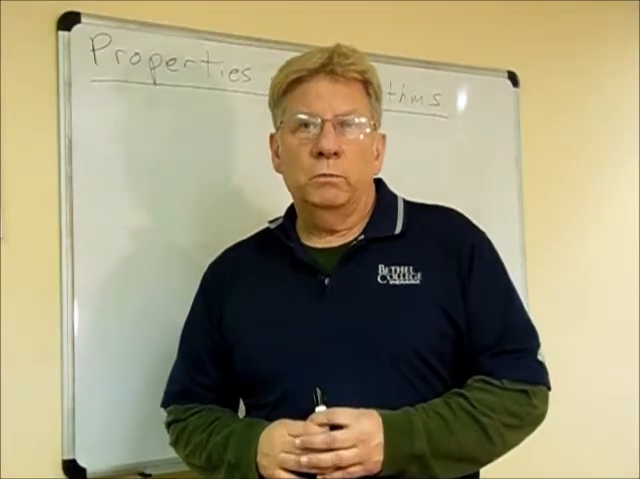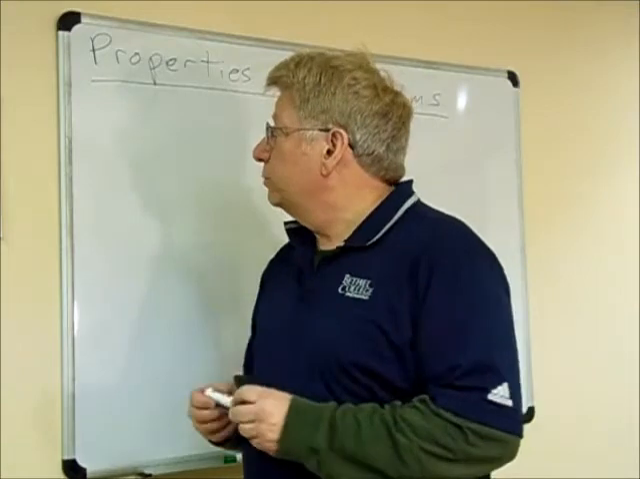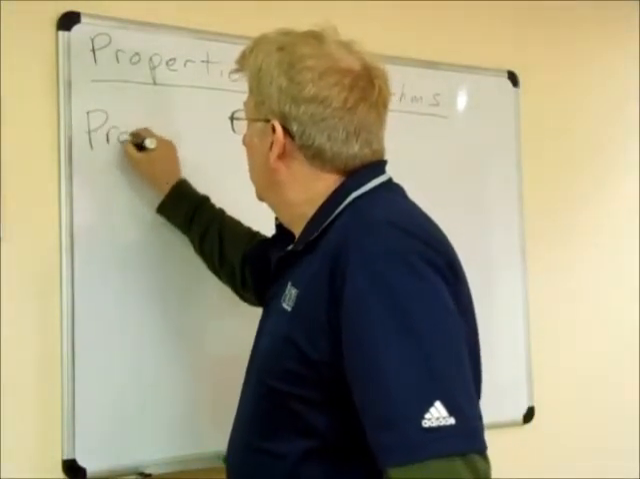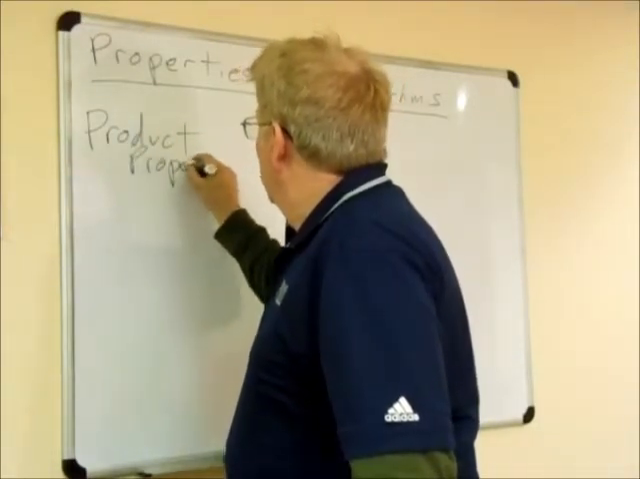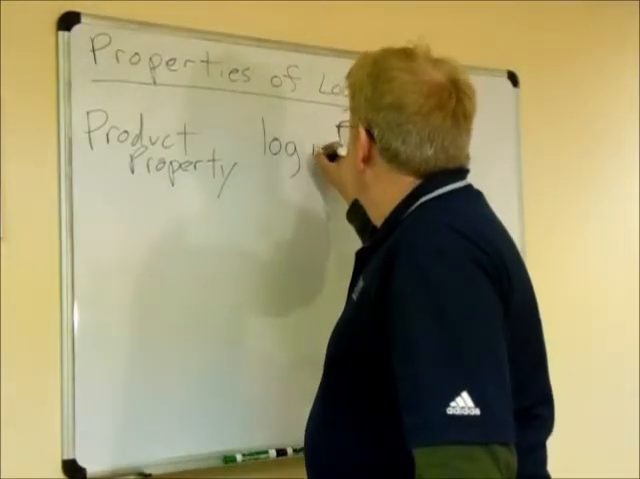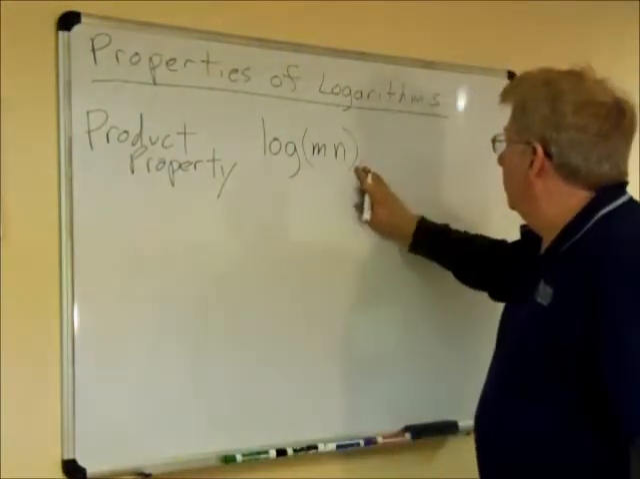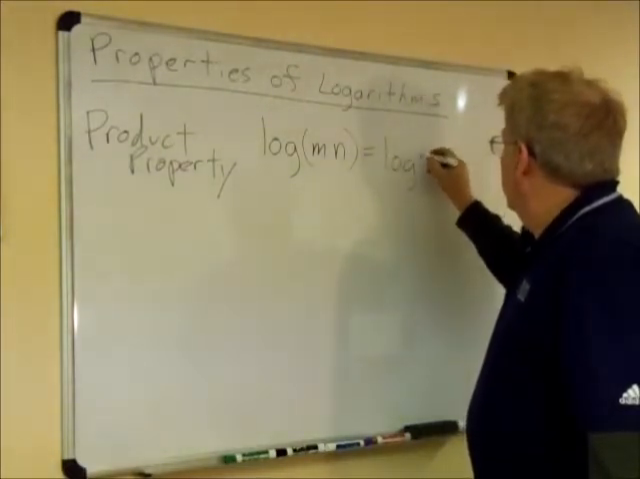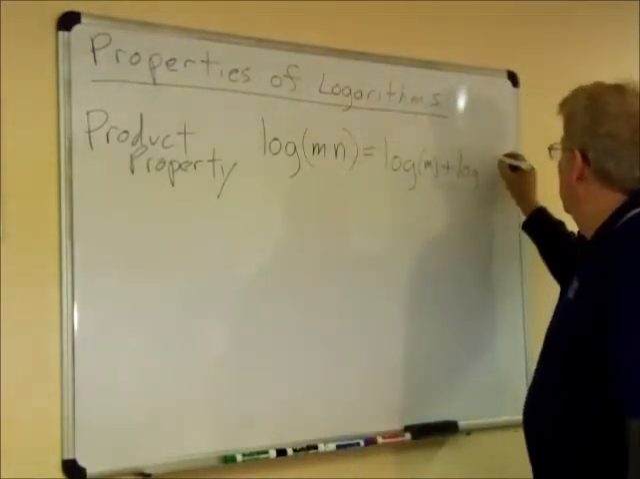In this video we're going to look at basic properties of logarithms when we're using them in operations. So the first one will be the product property. For the product property, we would say the log of mn is equal to the log of m plus the log of n.